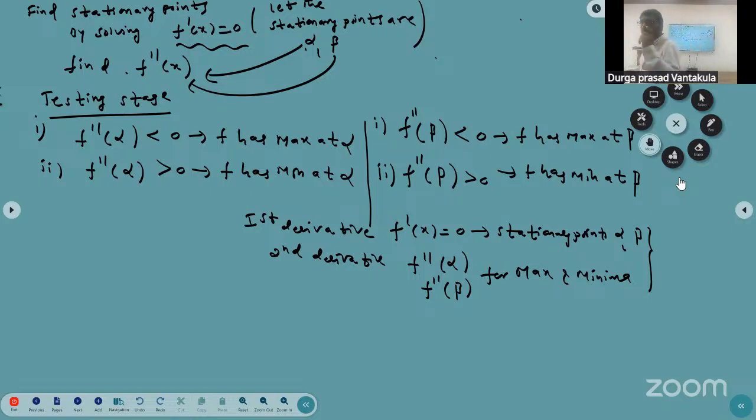And definitely there will be one essay question from this maxima and minima. Tangents and normals also, there is one question.